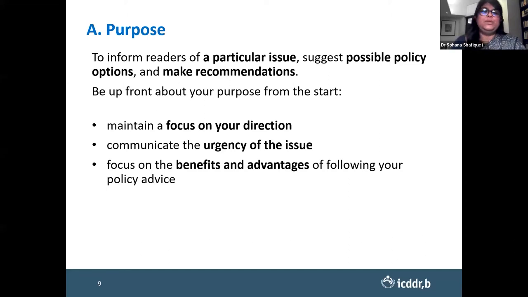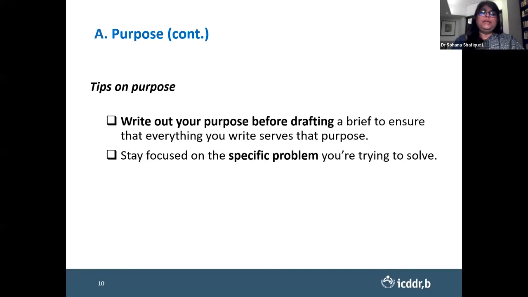That will take me to the next point about the audience. But before going there, let me highlight a little more about how to write the purpose. We need to write out the purpose before drafting a brief to ensure that everything you write serves a purpose. Each of the sentences needs to be very thoughtful and carefully drafted, focused on the specific problem we are trying to solve. Sometimes in one research project we have several research objectives or focus on several outcomes. But in a policy brief, you have to think about which problem you will be discussing and which results or outcomes you'd like to highlight. That's one of the keys to writing the purpose of your policy brief.